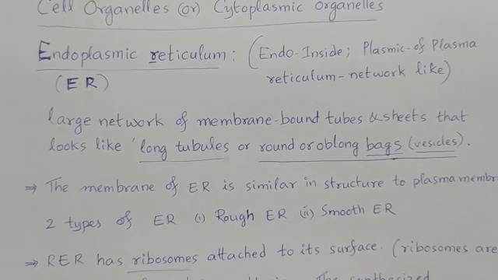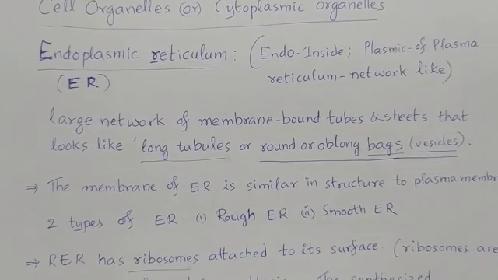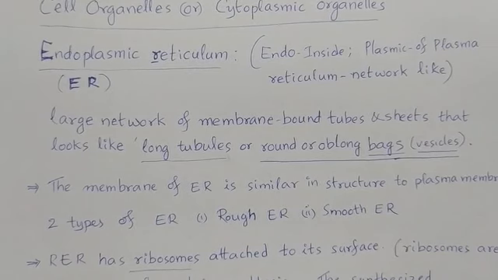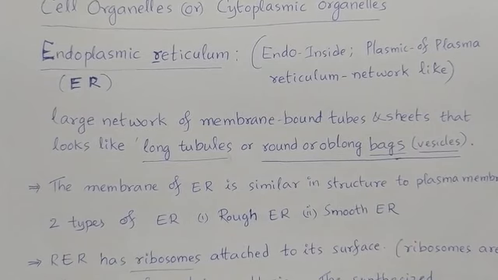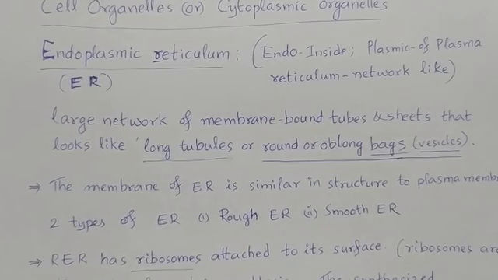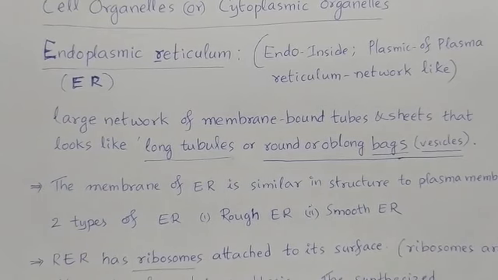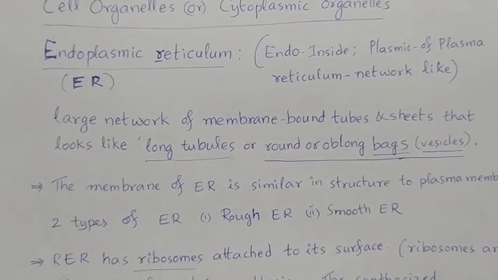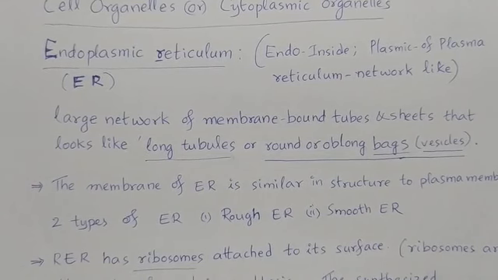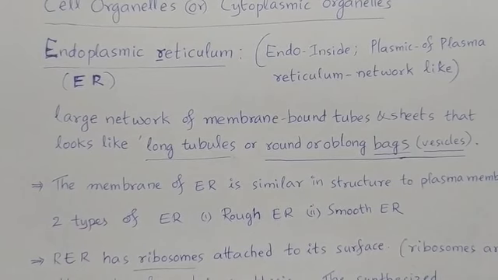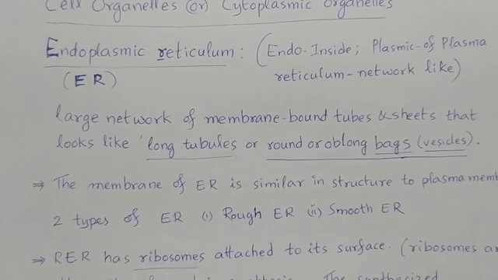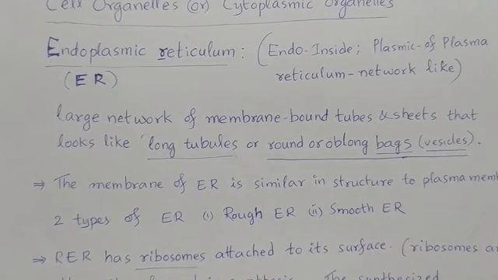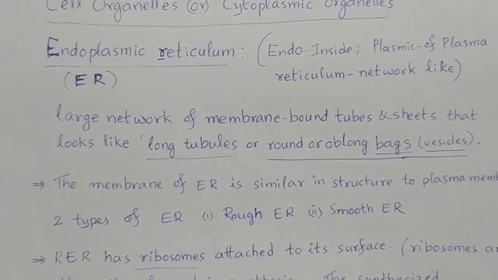Endoplasmic reticulum. Endo means inside. Plasmic means of plasma or liquid inside the cell. And reticulum means network-like. So the name itself is giving what it is. A large network of membrane-bound tubes and sheets that looks like long tubules or round or oblong bags or vesicles is known as endoplasmic reticulum.